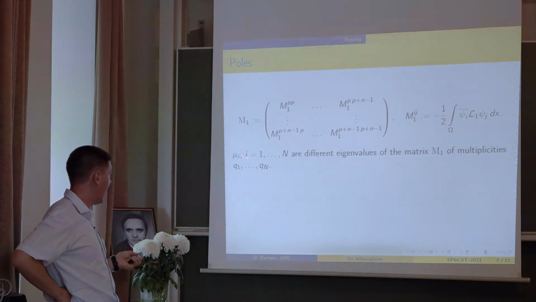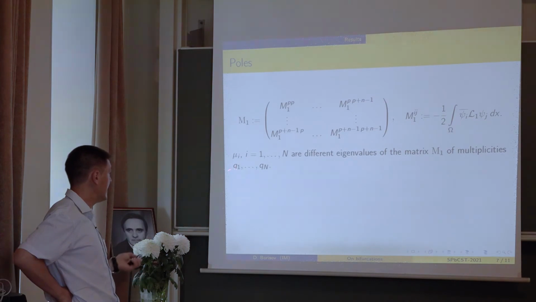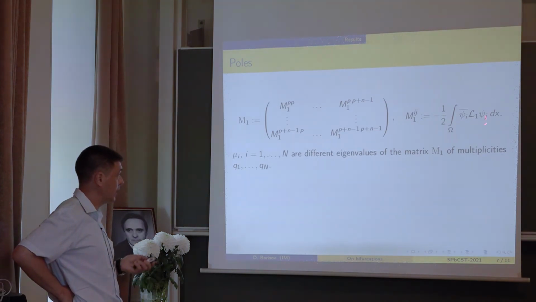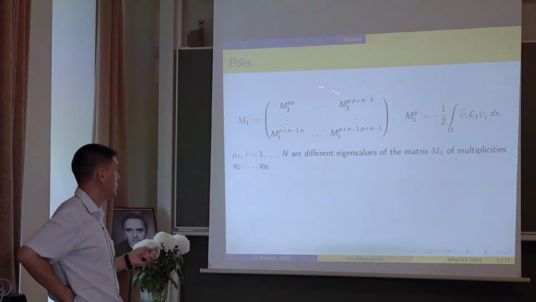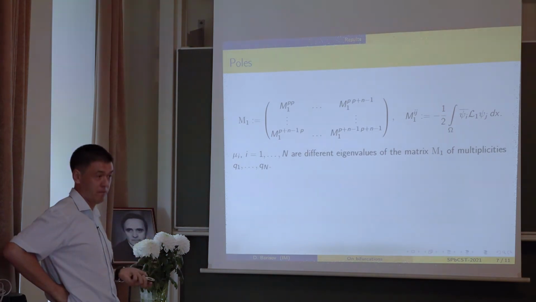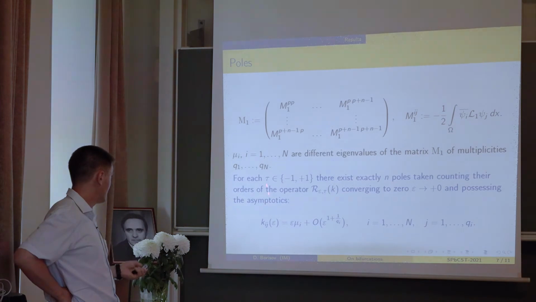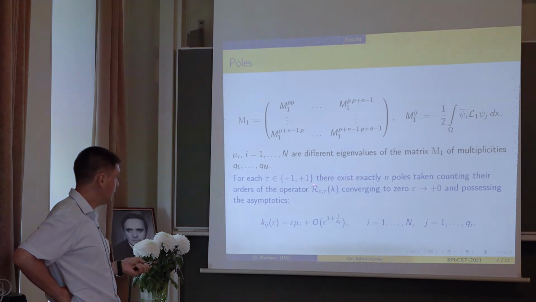So in general, I have some eigenvalues, mu_i. They are different, and for these different eigenvalues I have some multiplicity. Since we don't assume that L1 is symmetric, this is a very general matrix which is not self-adjoint, and these eigenvalues are in general complex-valued. And then the answer is as follows. So fix tau. Then find the eigenvalues. Then for each tau, each of these continuations possesses exactly n poles.